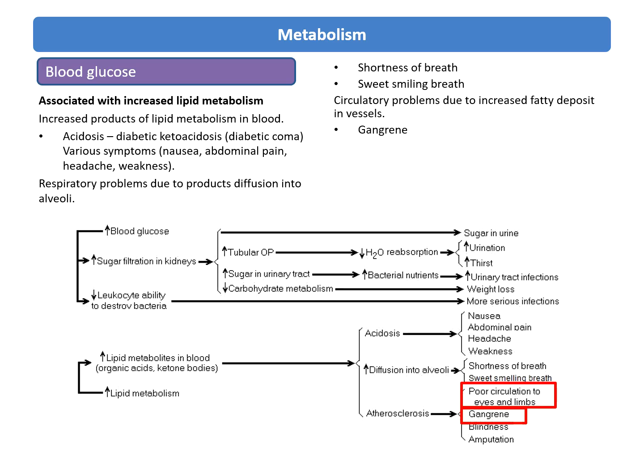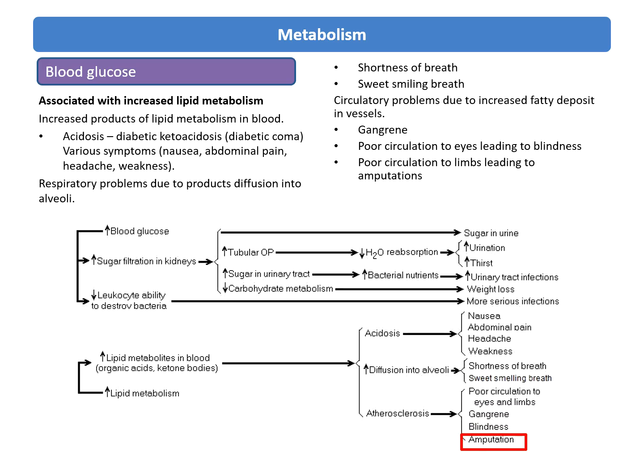This blocks blood vessels, interferes with blood flow, and leads to poor circulation in the eyes and limbs, as well as elsewhere. It results in gangrene. The gangrene causes blindness and leads to amputation. Increased hunger is referred to as polyphagia.